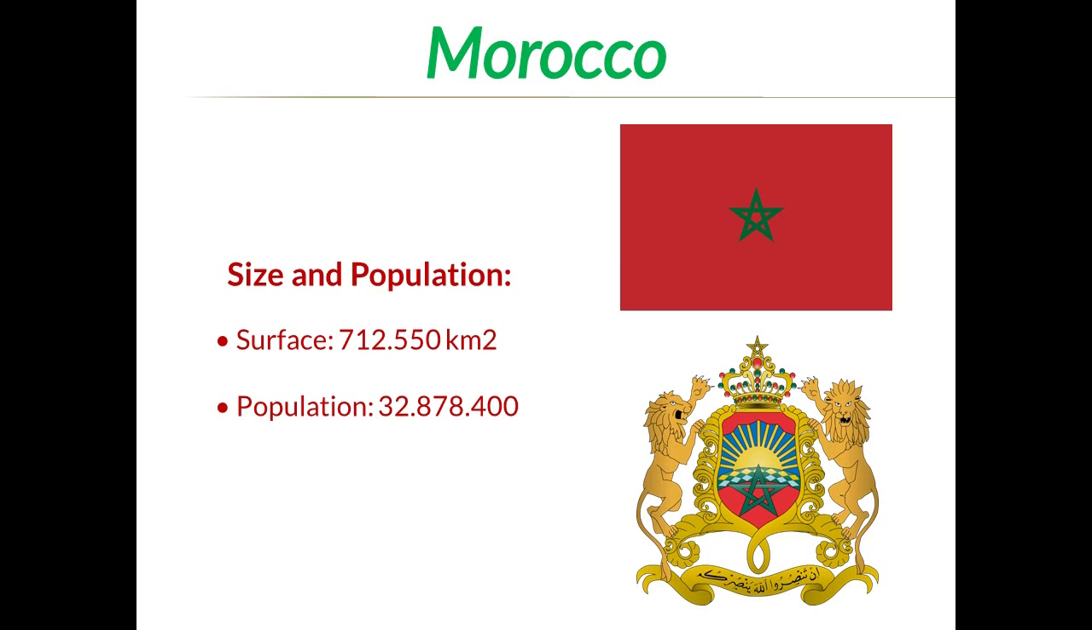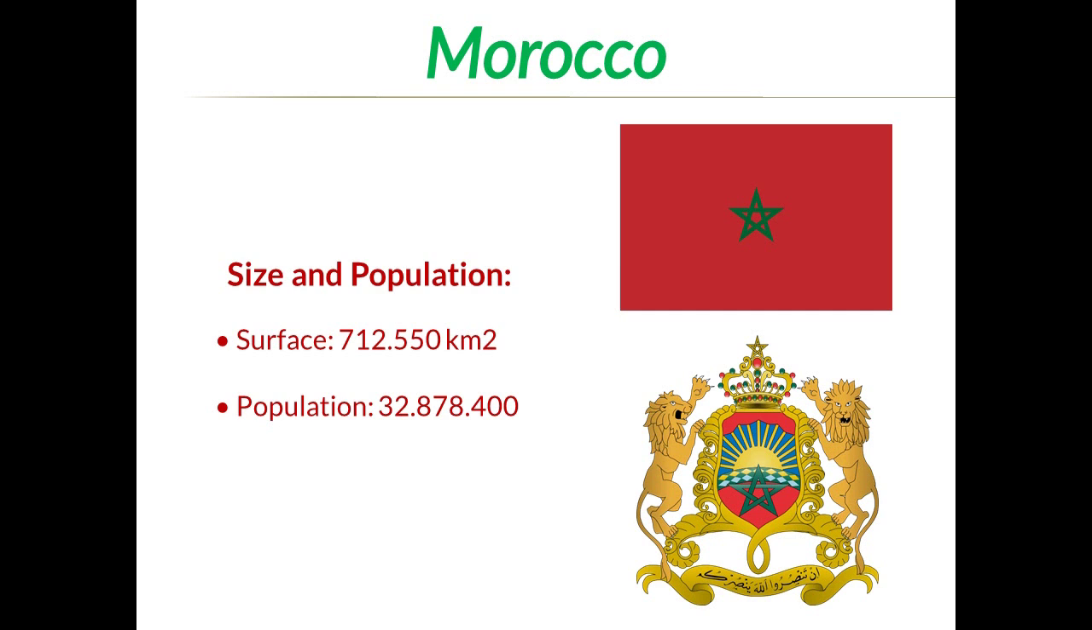As to its surface, it is 712,550 square kilometers, and its population is 32,878,400 according to the 2013 census. Its geographical features and influence on trade.